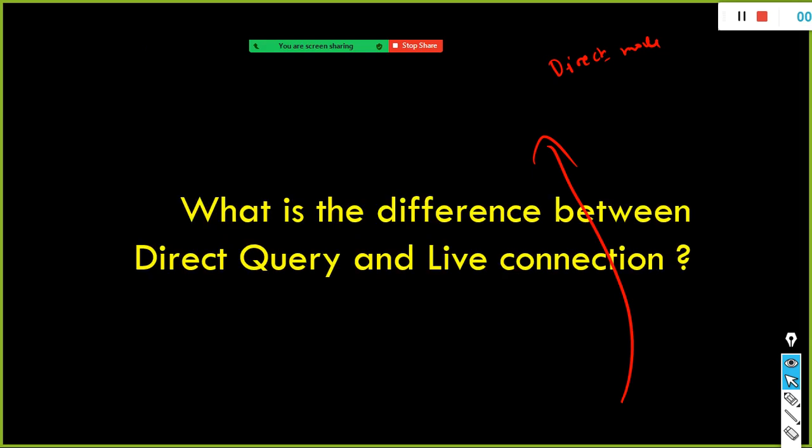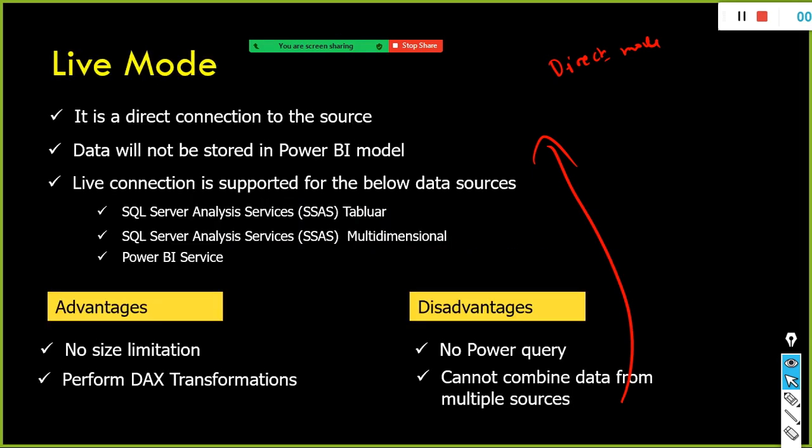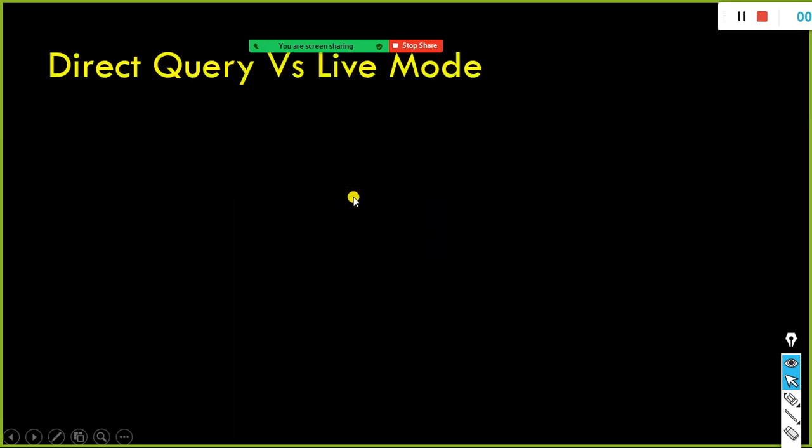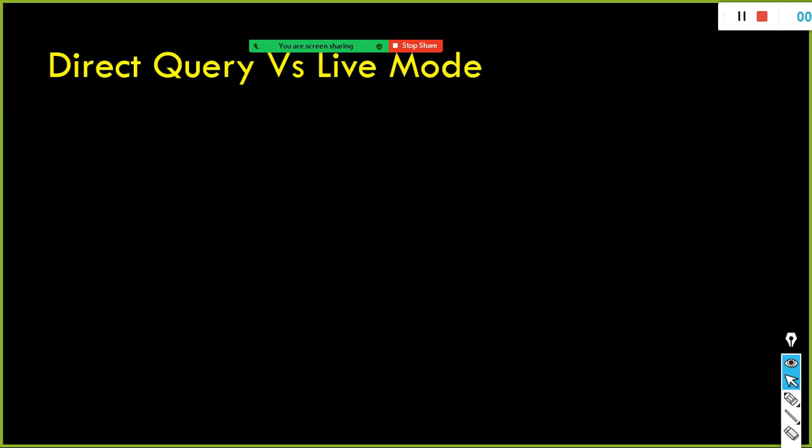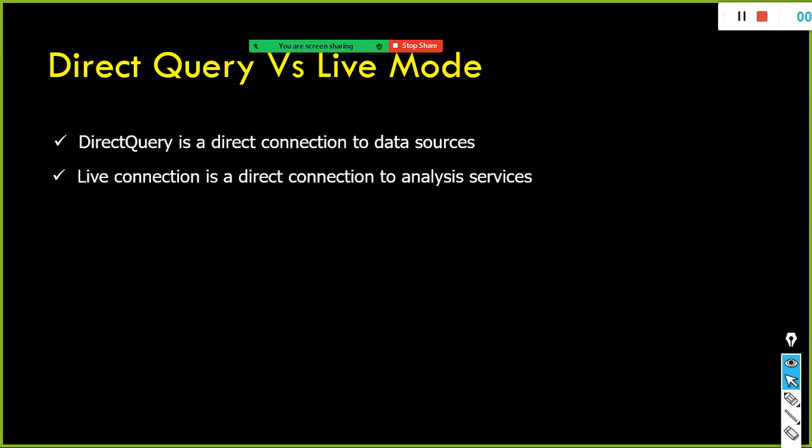Now the question is, the live connection is also somewhat similar to the direct mode because it doesn't require any storage space, and data will not be stored in your Power BI model. Then what is the difference between direct query and live connection? Direct query is a direct connection to data sources like SQL Server, Oracle, IBM, and the live connection is a direct connection to your SSAS.